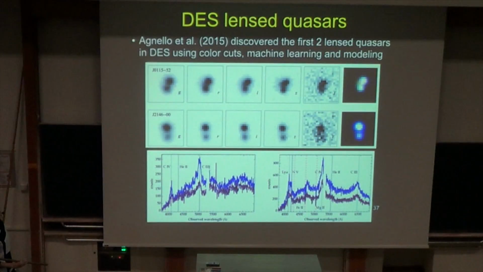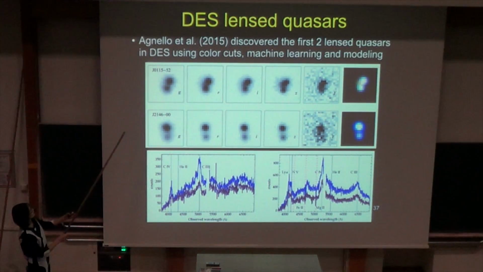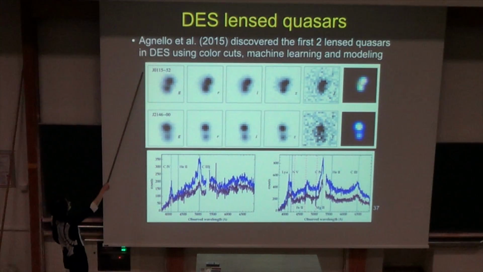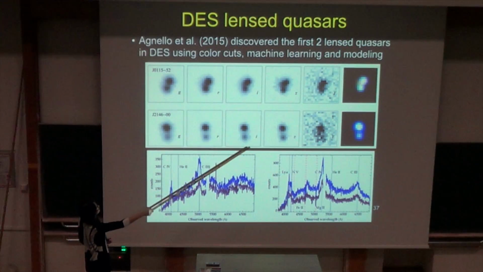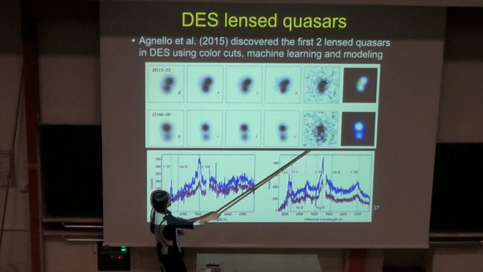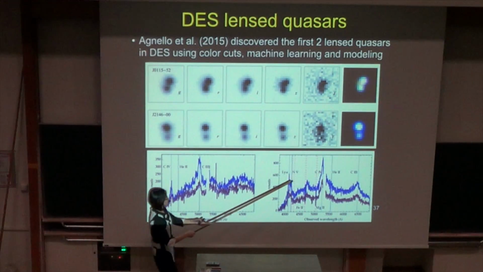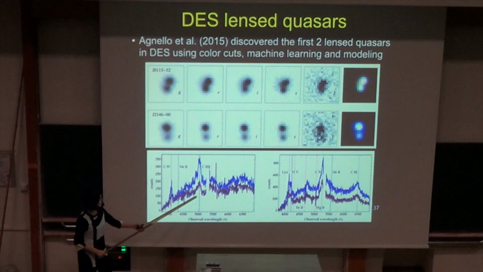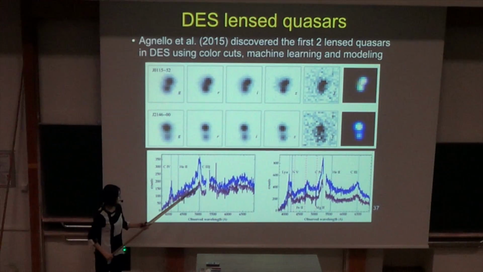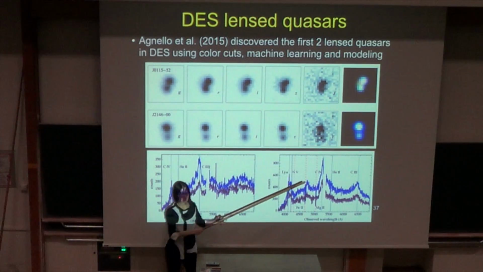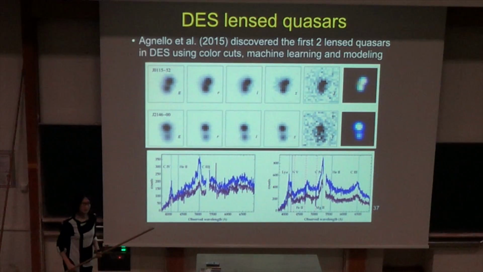The DES, this is the first lens quasars found in the DES survey by collaborators. They discovered these two lens quasars. These are the 5 filters in DES, and this is the color composite. And these are the spectra of the two systems showing the two images in different color, one in blue and one in purple. Basically the spectra of the two images are identical, confirming that it's a strong lens quasar system.